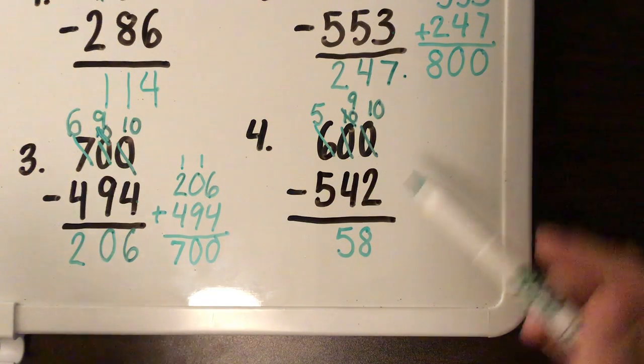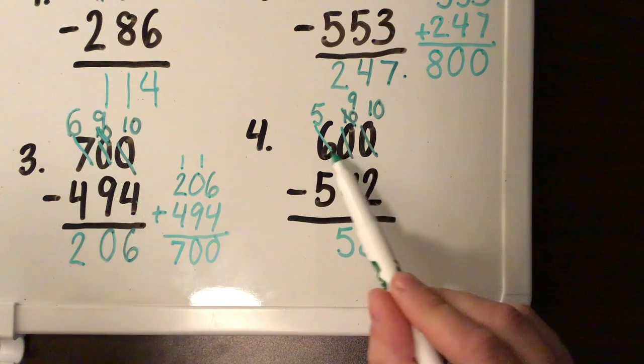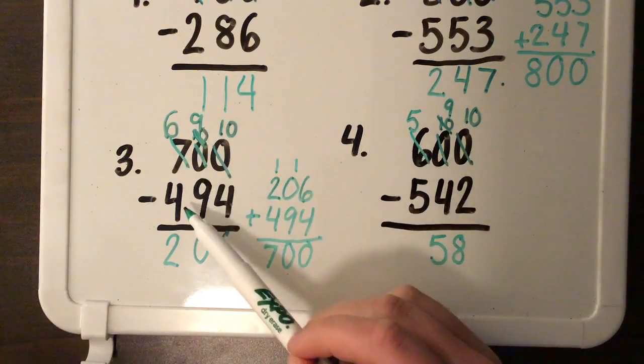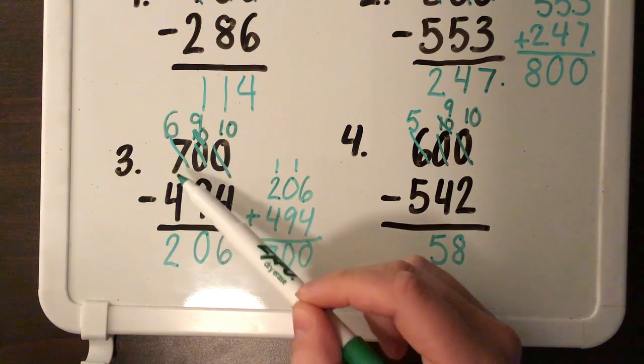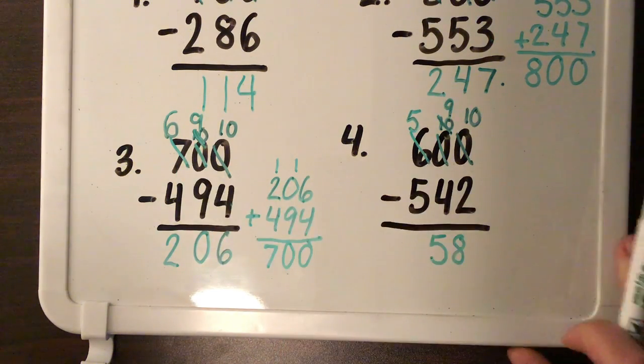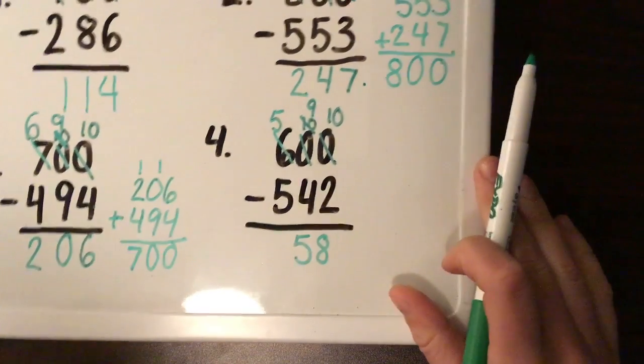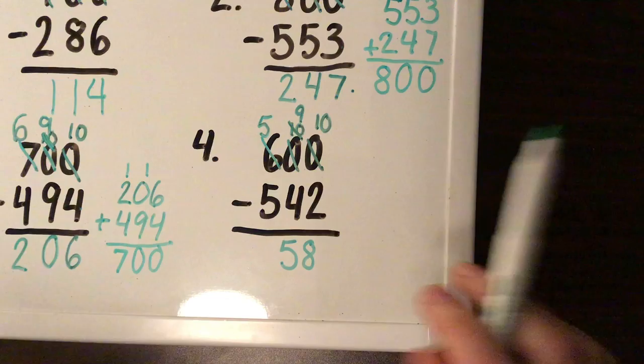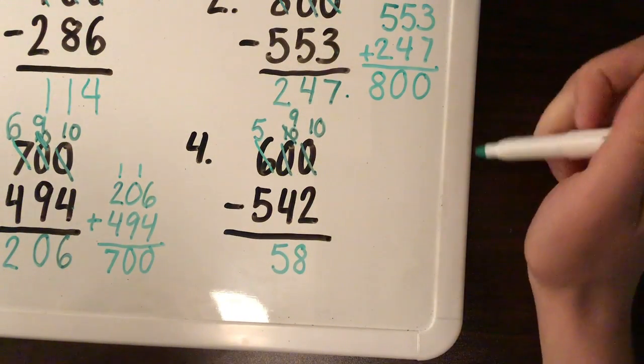It makes sense because 542 is pretty close to 600. Whereas over here, 494 is pretty far away from 700. There's some hundreds missing there. Okay, and I want to check my work just to make sure it's correct. I realize I didn't do that for number 1, but I showed it for the other 3.